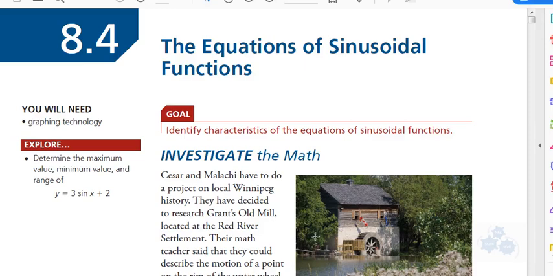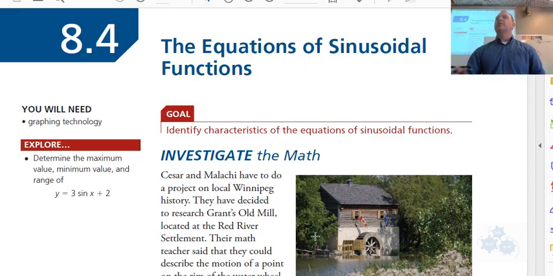Okay, so today we're talking about equations of sinusoidal functions. All right, so this is 8.4, and remember we talked about this term sinusoidal, right? It's any graph that has the shape of a sine graph. So it could be sine or cos or any variation of.